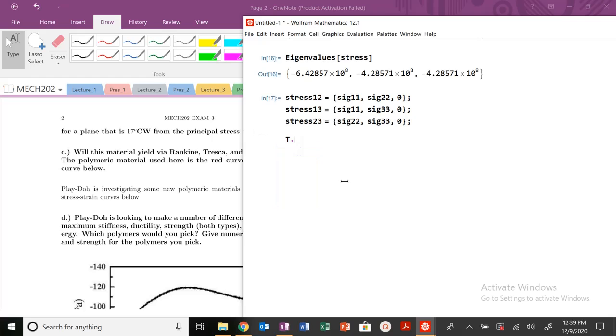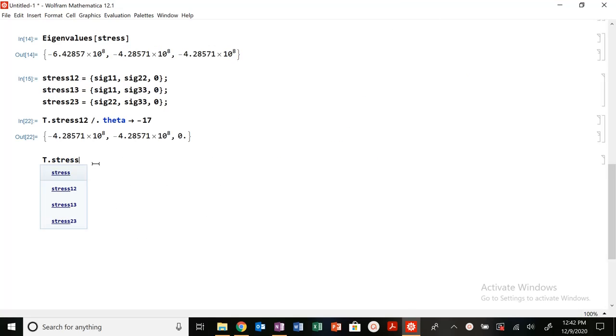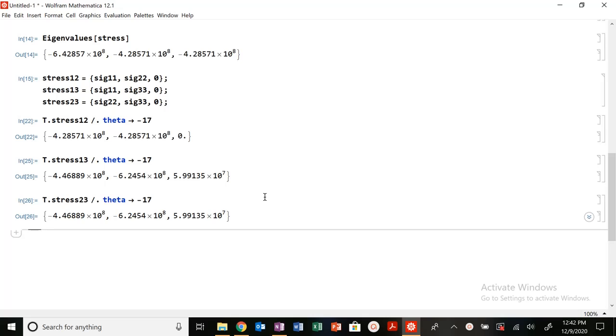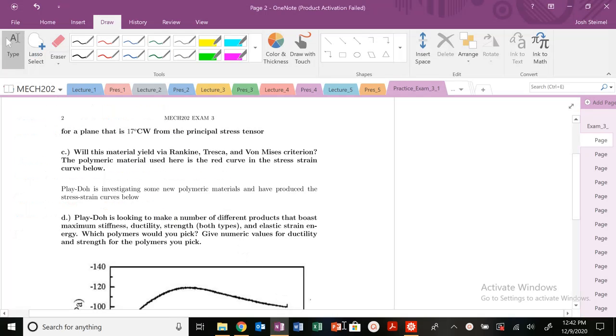So T dot stress 1, 2 slash dot theta goes to, it is clockwise, so that's going to be a minus 17 degrees. And the other 2 planes, so stress 1, 3 slash dot theta goes to minus 17, and then T dot stress 2, 3 slash dot theta goes to minus 17 degrees. So there we go. Those are just the values that we'll be working with here. So now we could go about actually solving the rest of this problem. So let's go ahead and see what the rest of the question is asking us to do.